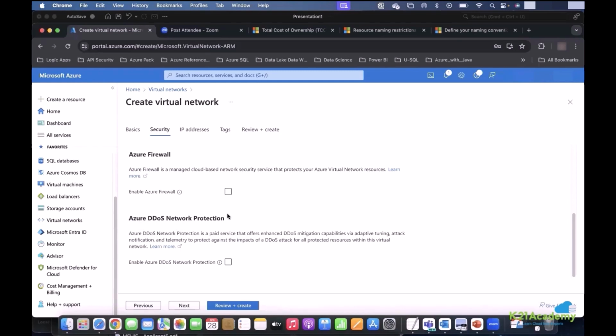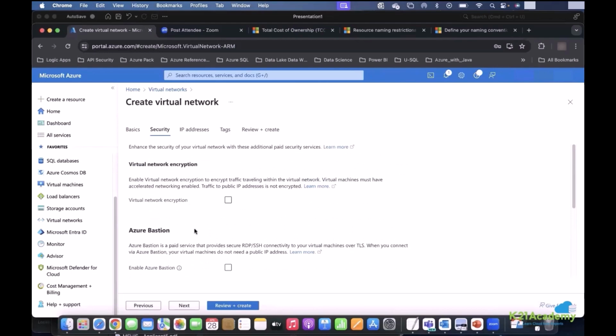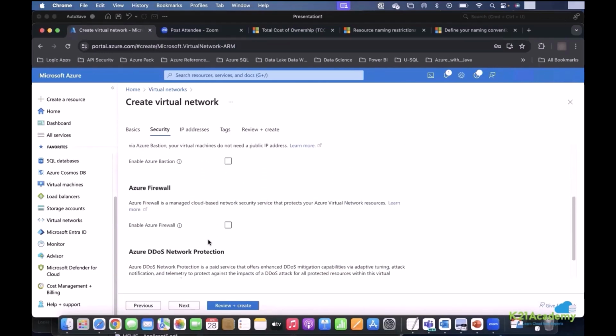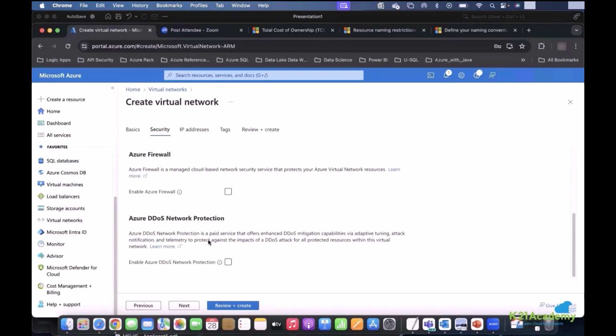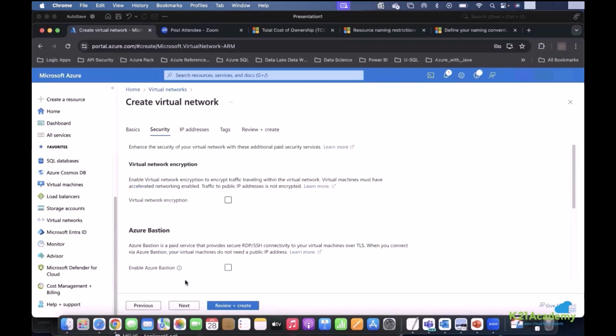Last but not least, DDoS network protection. Usually it is available as part of Microsoft Defender, but under this networking also, this feature is available. When I enable this, there will be additional cost applicable for DDoS network protection as well. So it is always recommended that whenever we plan to enable any of these mechanisms, we check the cost implications. Is there any cost involved? Is it a default feature available with it? Accordingly, we can plan, manage and secure our environment the way it is expected. So that's where we have security options available.